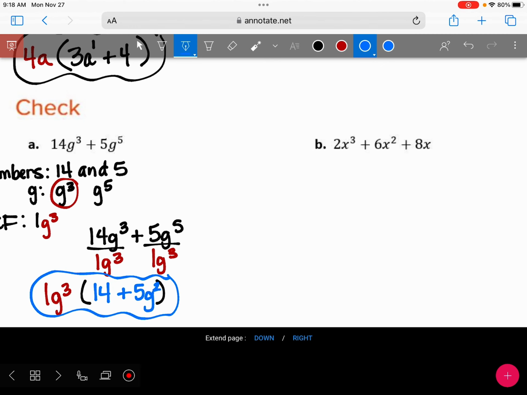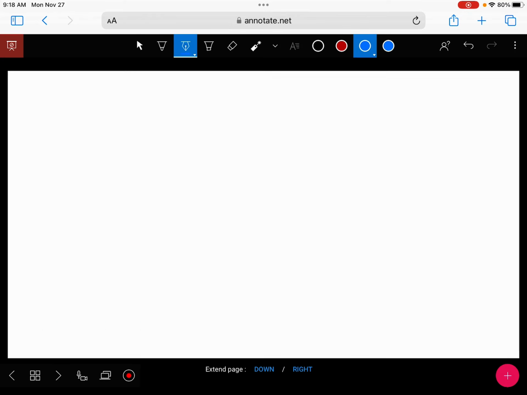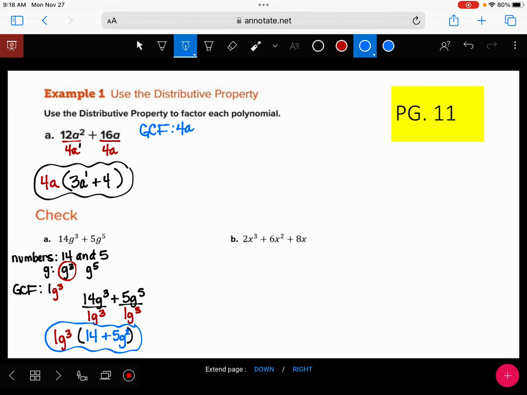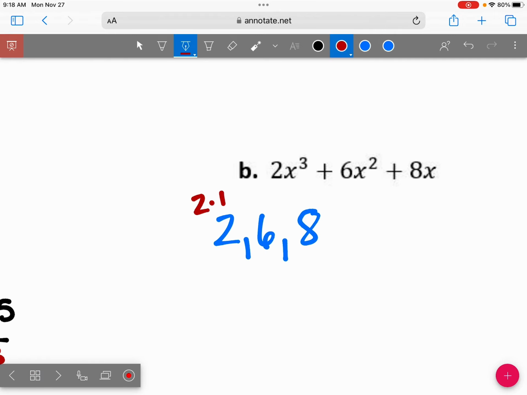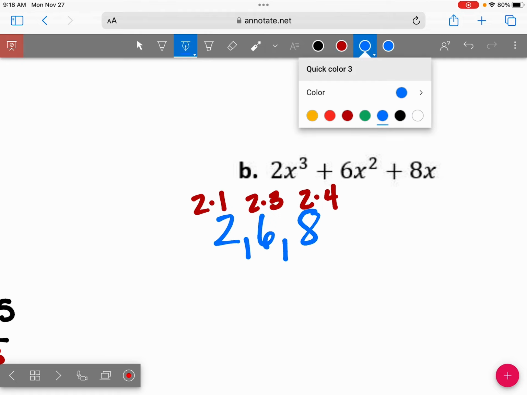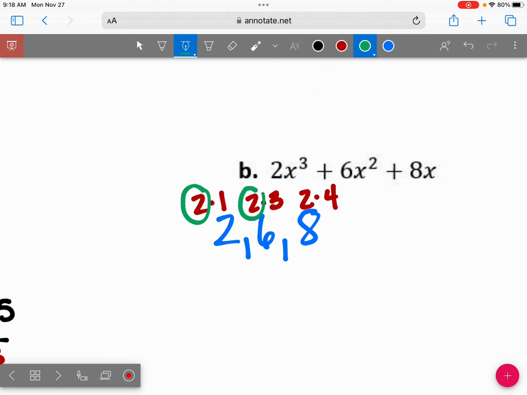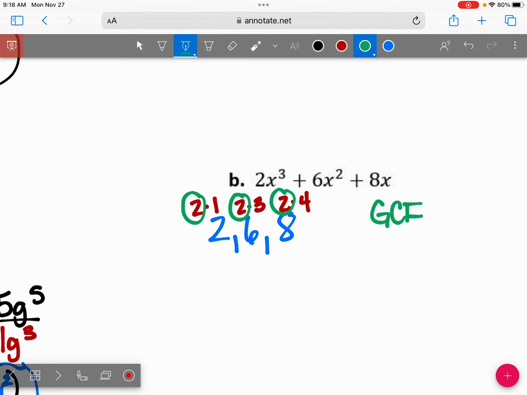All right, so let's go ahead and do this one here. So I have 3 numbers. I have 2, 6, and 8. What's my GCF? What can I take out of all of those? 2. Yep. Because this can be 2 times 1. 6 is 2 times 3. And 8 is 2 times 4. GCF has to come out of all of them. They all have a 2. So my GCF so far is 2.